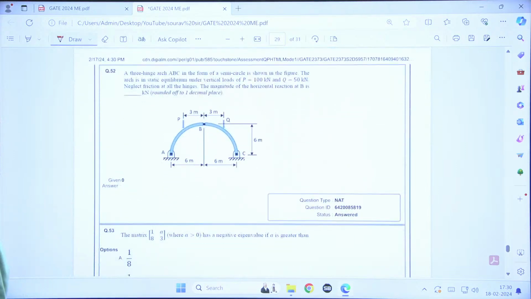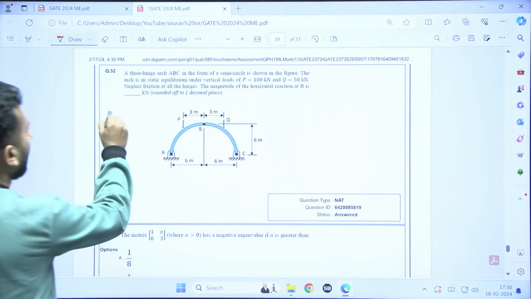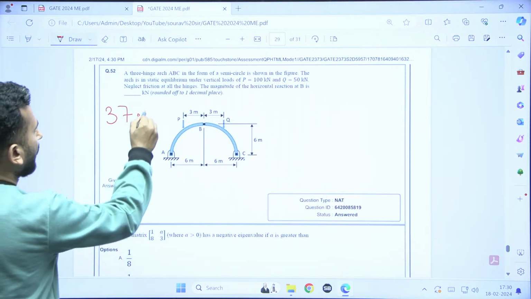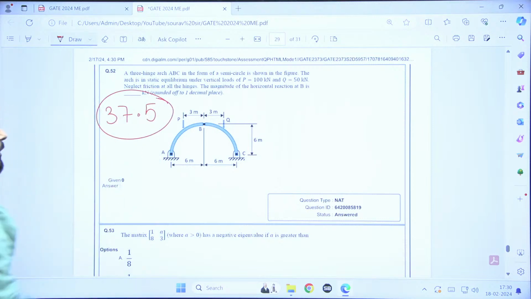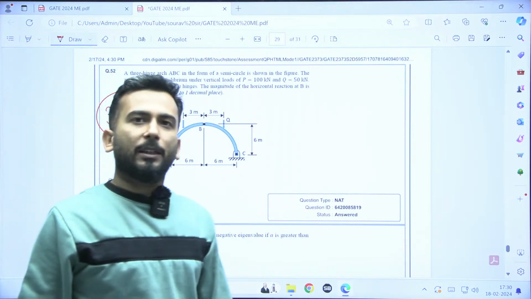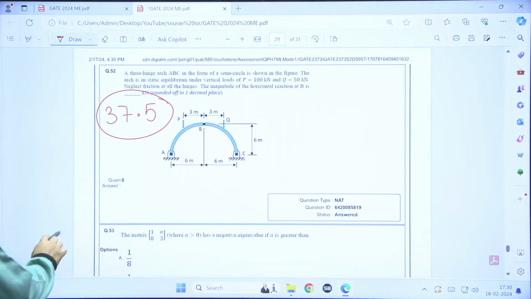Okay, so the horizontal reaction at B, the answer is coming out to be 37.5 kilonewton. 37.5 kilonewton is the answer for this problem.